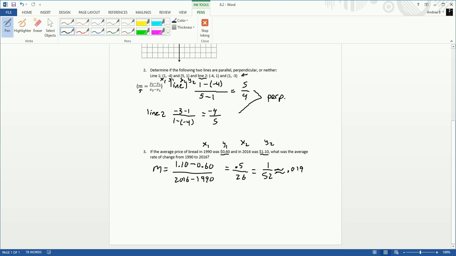So a way that we can express this in terms of words is that in this case we had an increase in price, increase of about $1 per 52 years. So not a real big price, which is kind of what you would expect for bread. It's not going to increase a whole lot each year because it doesn't cost that much to begin with.